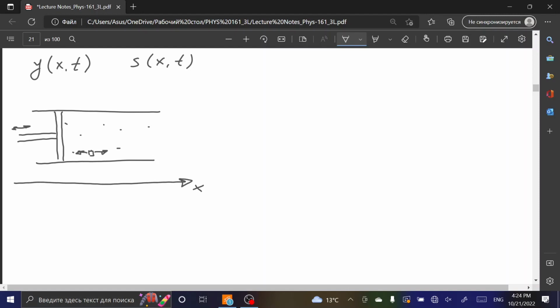And now let us delete this. So it's described by this wave function. We can write here s maximum, which is the maximum displacement, times cosinus kx minus omega t. So that is the wave function which describes displacement of small elements of air when a sound wave is traveling along this cylinder.